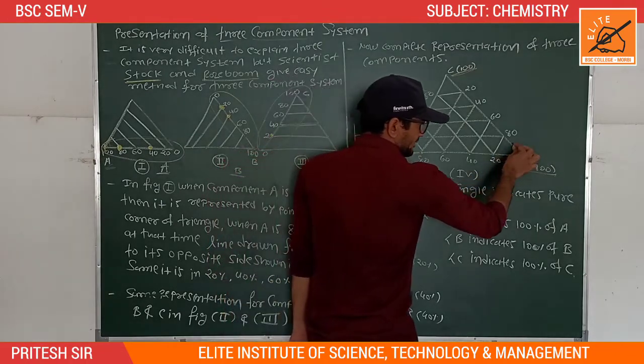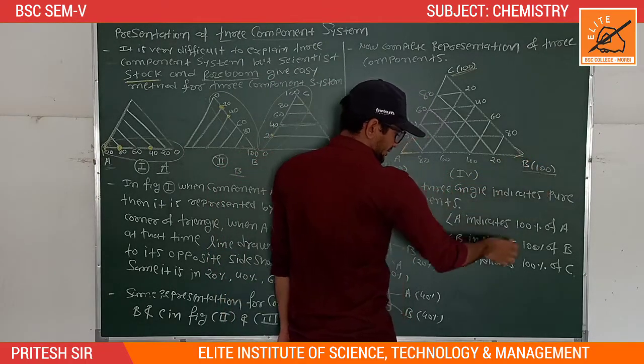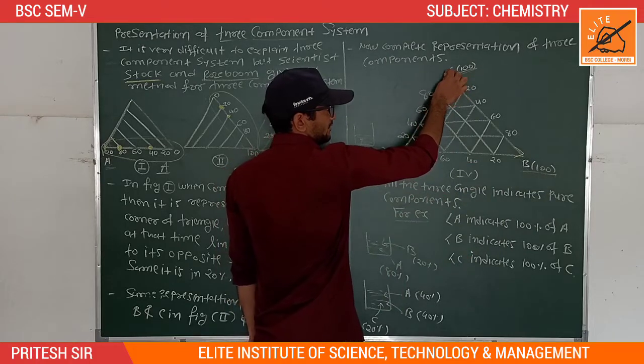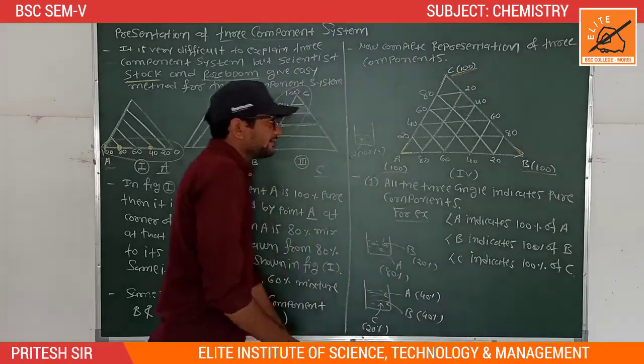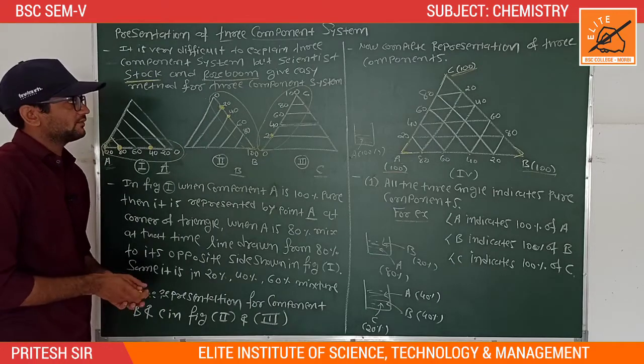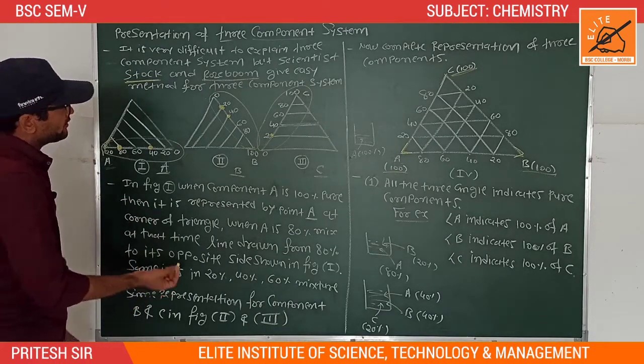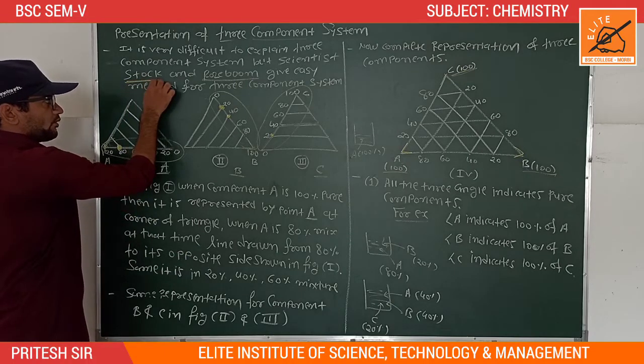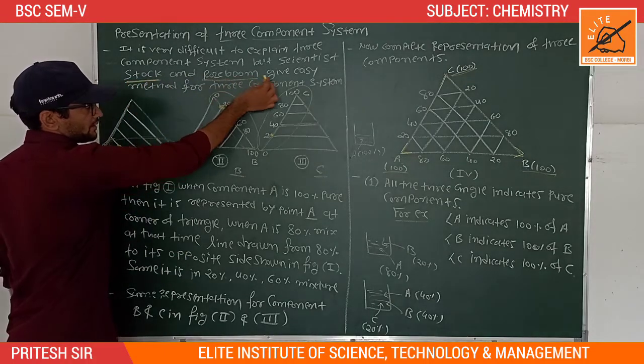This corner indicates the value of B is 100%, and this corner indicates the value of C is 100%. So this is the simplest and easiest representation. But the credit goes to two scientists. The first one is Stock and the second one is Rusbaum, who give an easy method.